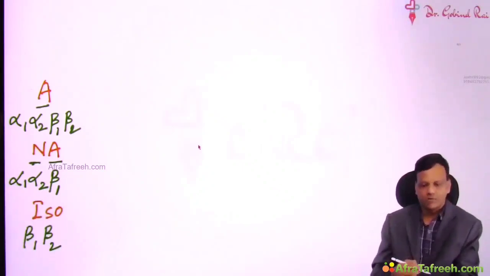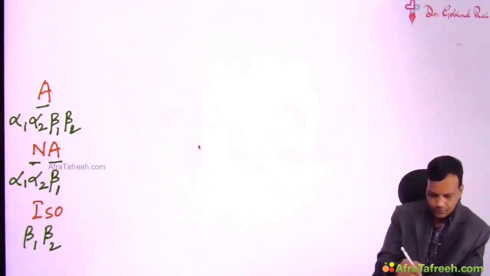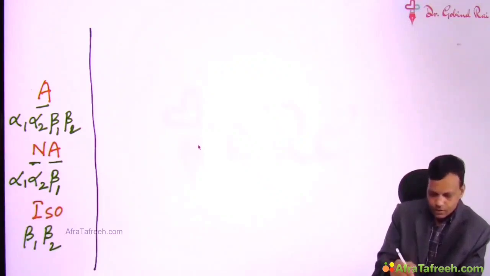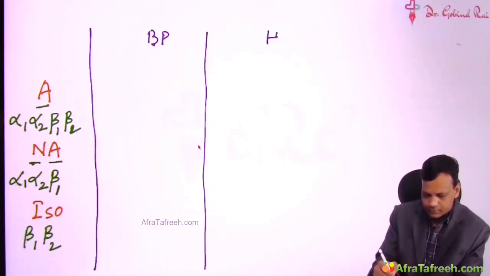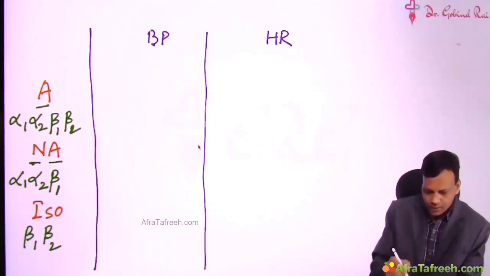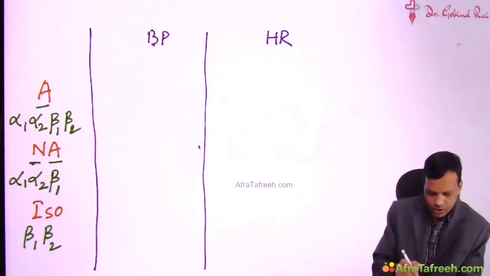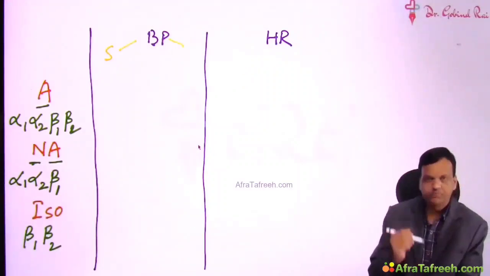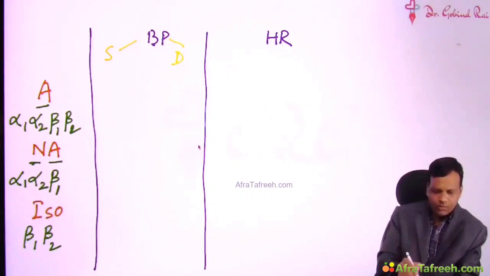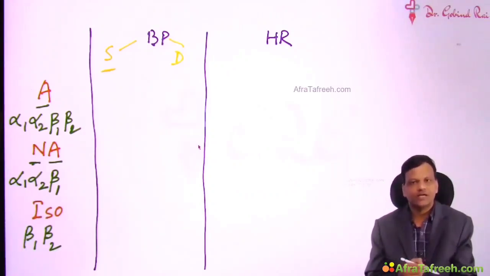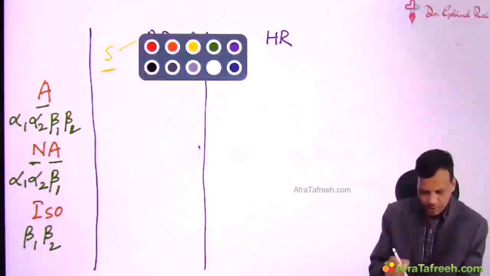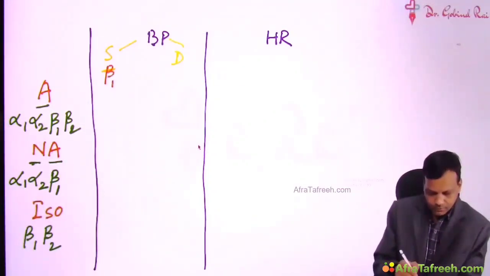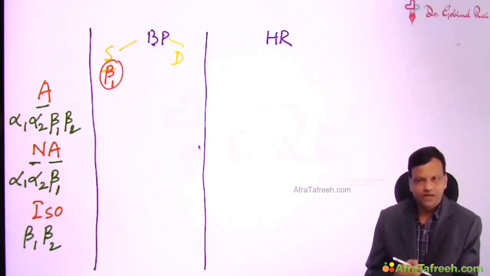So now we can discuss the effect of these drugs on blood pressure and heart rate. Now blood pressure is of two types, systolic and diastolic. As the name tells, systolic blood pressure, systole means contractility of the heart, and contractility of the heart depends upon which receptor? Yes, it depends upon beta 1 receptors. So if a drug stimulates beta 1, it will stimulate the heart, so it can increase systolic BP.